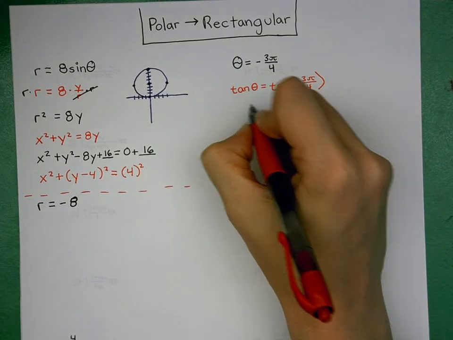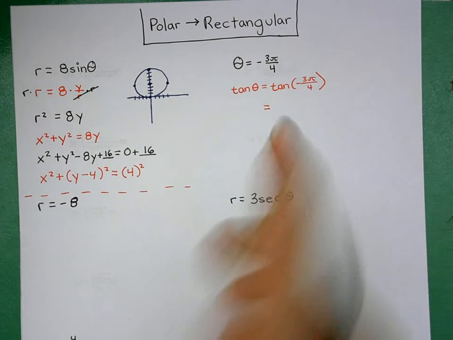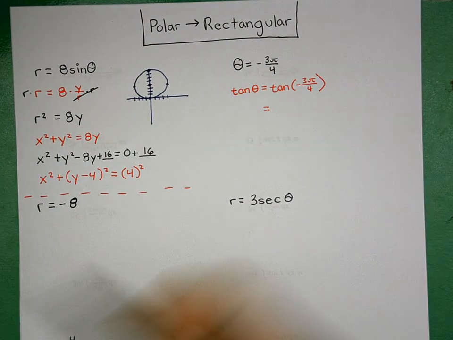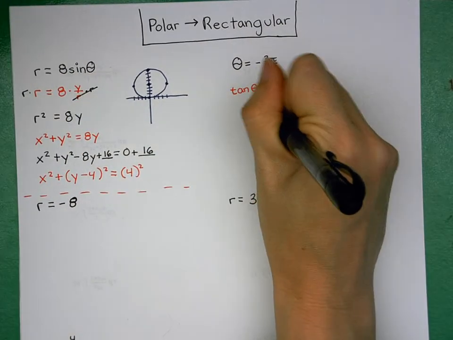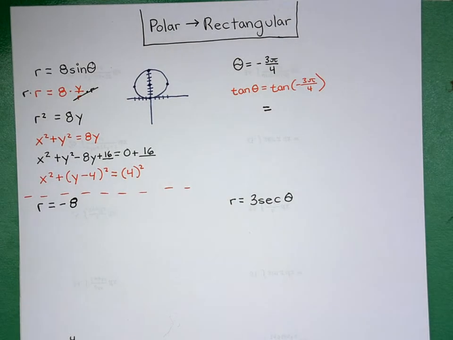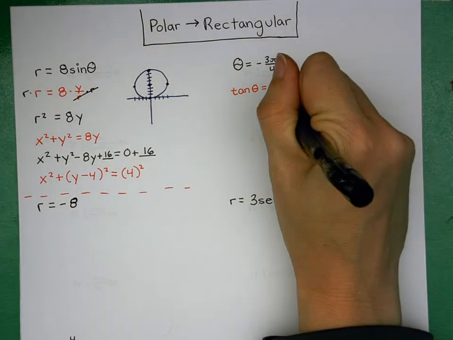And so what is the tangent of negative 3 pi over 4? Okay, well, negative 3 pi over 4 is in the third quadrant, so tangent is positive. Remember, negative means we go clockwise around the unit circle, so we're in the third quadrant. And the tangent of any pi over 4 angle is 1. And so this would be positive 1, because it's the third quadrant.